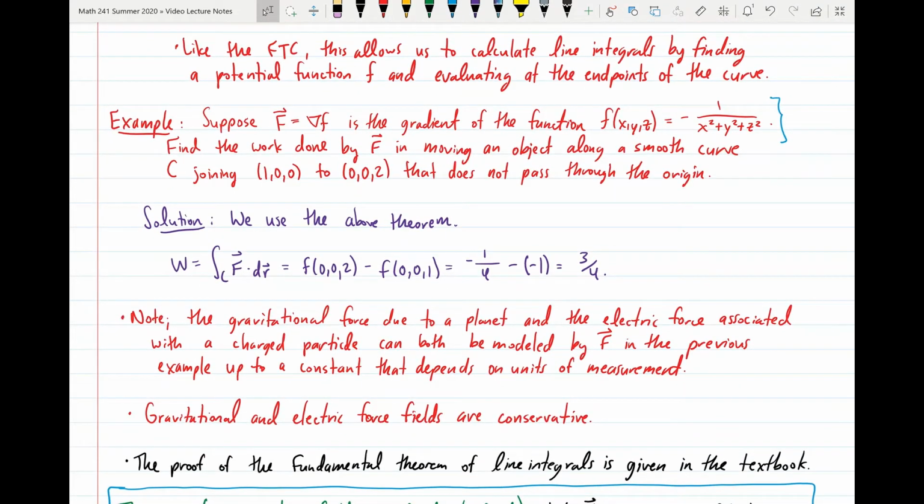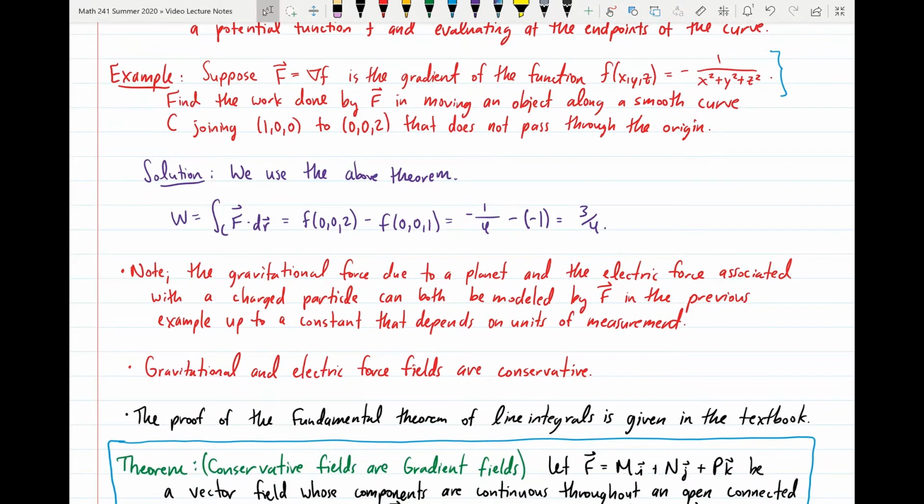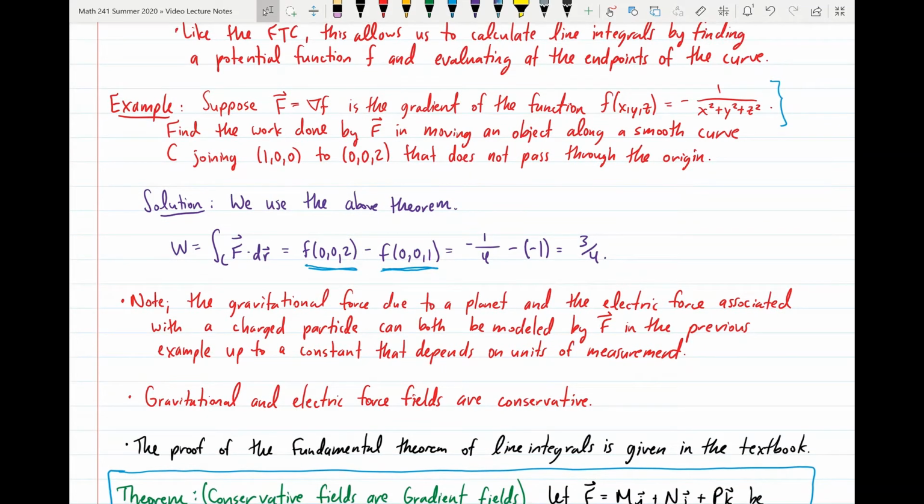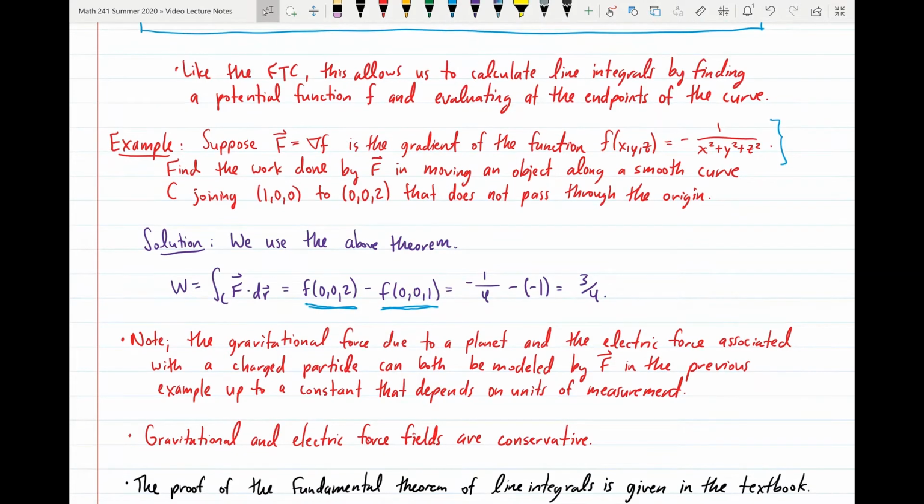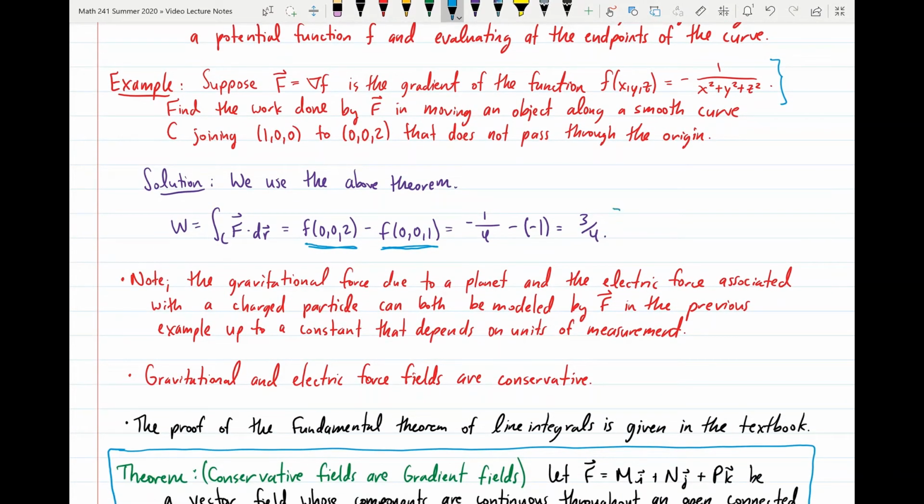And we are going to use the above theorem. So we know from section 16.2 that work is equal to the integral of F over the curve C. And the theorem above tells us that that is equal to little f evaluated at (0, 0, 2) minus little f evaluated at (1, 0, 0), because little f is the potential function for the vector field F. And this ultimately gives us -1/4 minus -1. So we just plug those 2 points into our function for f. And evaluating will give us 3/4.